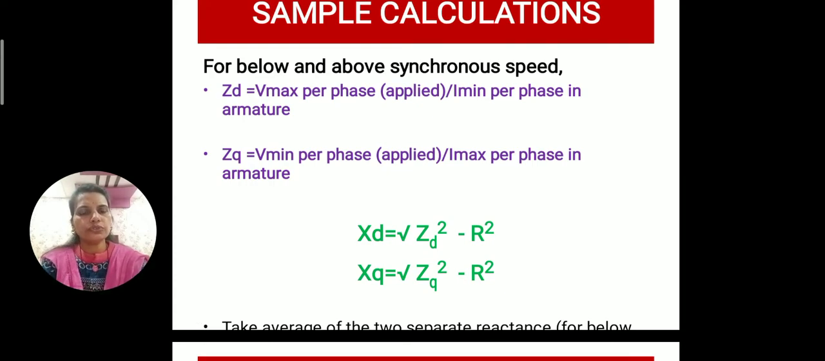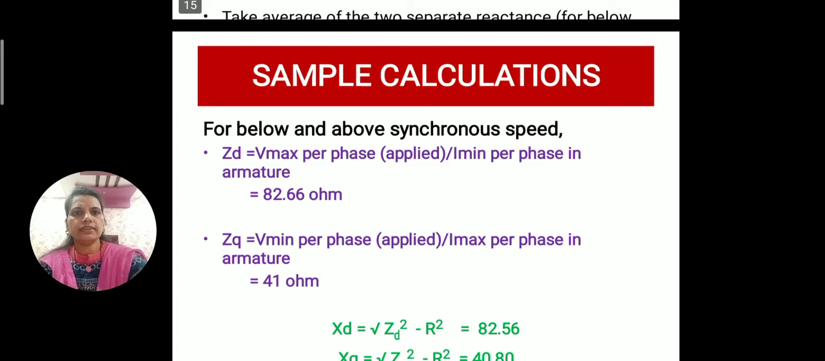Again, to calculate Xd and Xq, first we have to calculate Zd and Zq, that is the direct axis impedance and quadrature axis impedance. The direct axis impedance formula is given: Vmax per phase upon Iminimum per phase, means maximum voltage upon minimum current. If you have to calculate Zd, that is Vmax upon Iminimum. Similarly, if you have to calculate Zq, then Vminimum upon Imax. Okay, similarly, then to calculate Xd, for that it is the square root of Zd square minus R square, and likewise Zq square minus R square. Now if you see that, all the values we have written in the observation table.